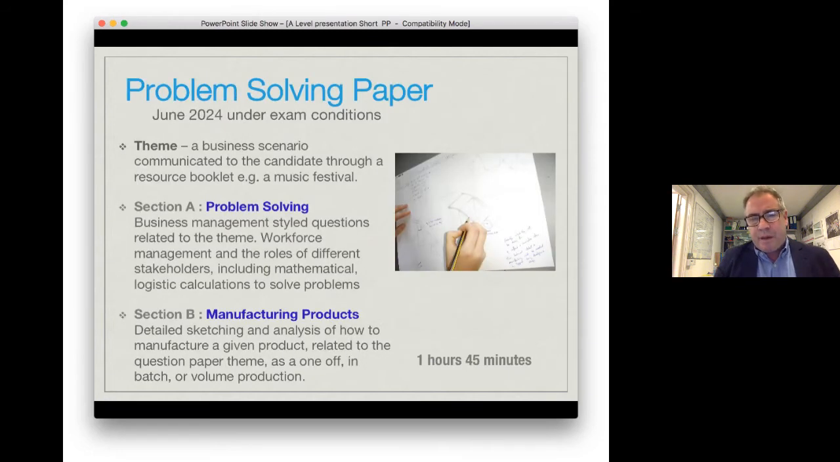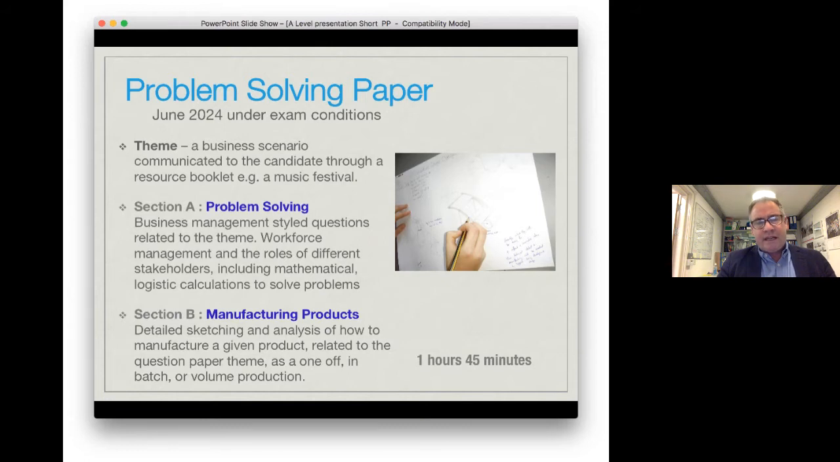Now, the problem solving paper, as I said, is business orientated. So this will be new, and we will make sure that you are well versed in the business studies approach. But it does give you a feather in your cap, if you like, as well as the DT.